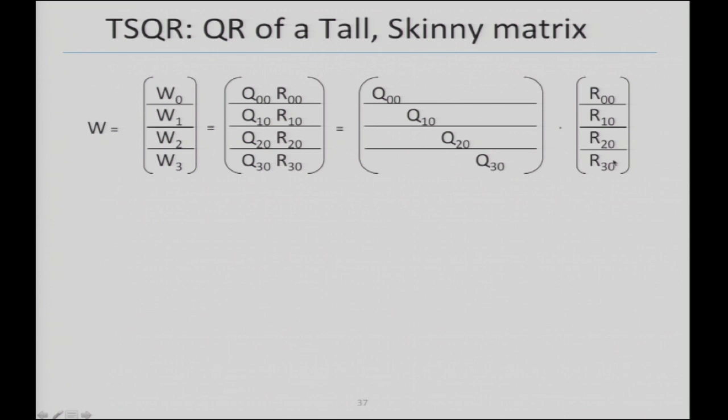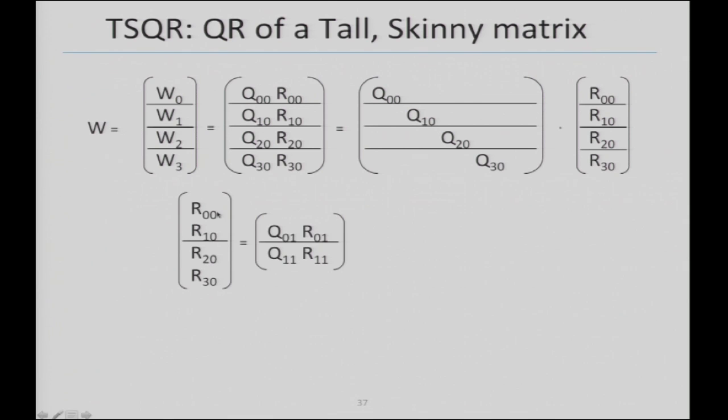So what do I do now? I take that stack of 4 and I pair them up. And I take these 2 triangles and do their QR decomposition. So this processor takes this matrix and factors it into Q times R, and that one into Q times R.